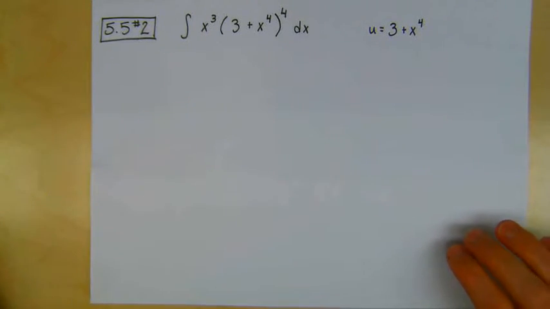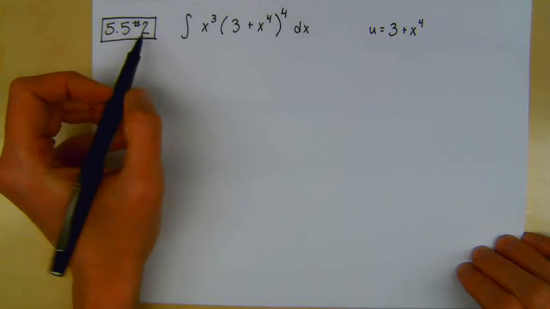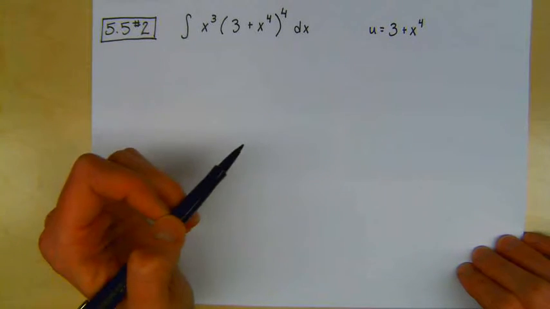So this is a lonely group office hour. It's section 5.5. We're going to start by looking at number 2. All of these are u-subs problems.